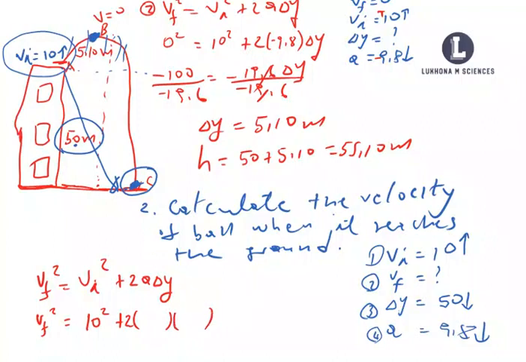Remember, we forget to put the direction. We said up is positive, which means this one is positive, this one is down, negative, this one is negative, down. Okay, so we have negative 9.8 here, then here we have negative 50.